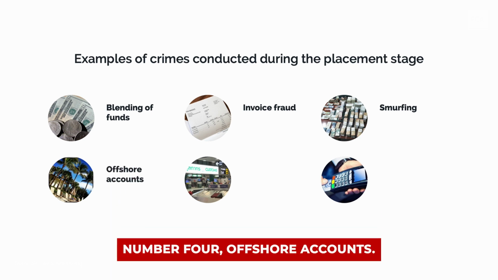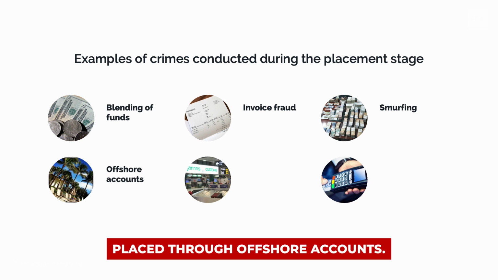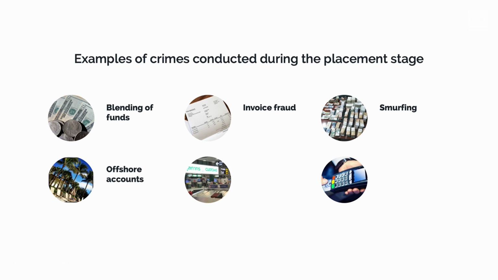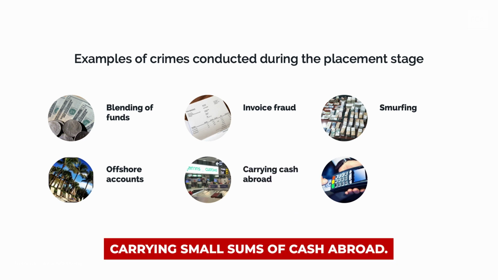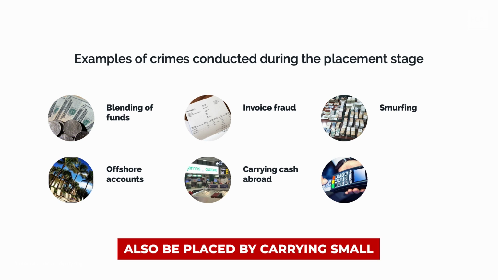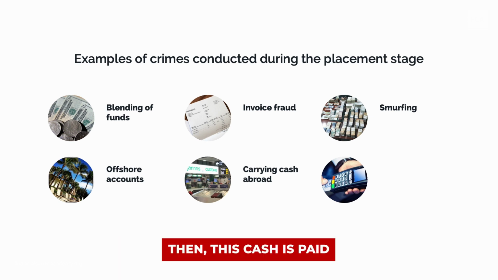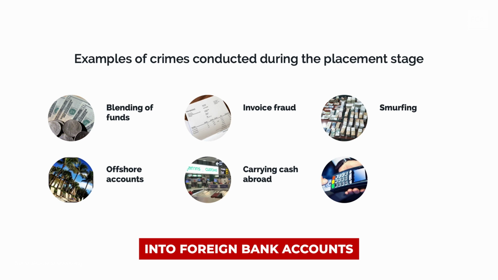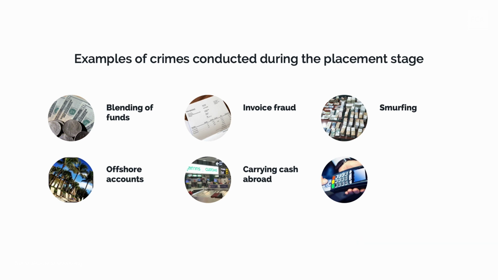Number 4. Offshore accounts. In addition, laundered money is often placed through offshore accounts. This process easily hides the real beneficial owner's identity and is a way to evade paying taxes. Number 5. Carrying small sums of cash abroad. As the 5th example, money can also be placed by carrying small sums of cash abroad below the customs declaration threshold. Then, this cash is paid into foreign bank accounts before sending it back home.